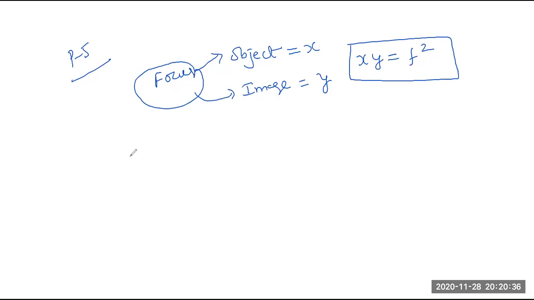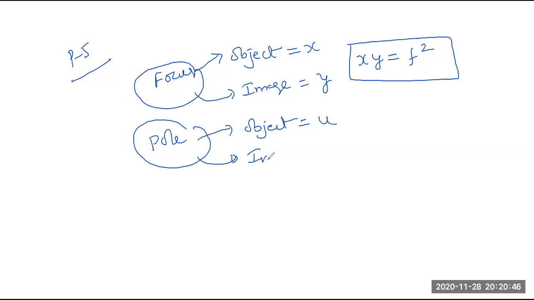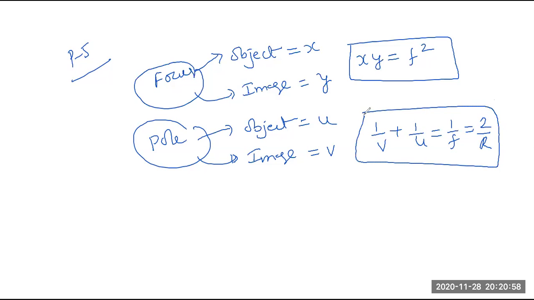Okay, when I measure the same thing from the pole of the mirror, the relation will be: the object is located at u and the image is located at v. The relation is 1 by v plus 1 by u is equal to 1 by f, that can be written as 2 by r. So that is the relation we have. Okay, in this problem they are asking the magnification.